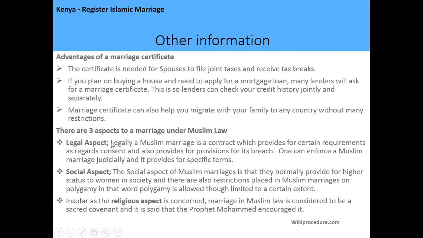There are three aspects of marriage in Muslim law. There's the legal aspect. A legal Muslim marriage is a contract which provides certain requirements with regard to consent and provides provision for its breach. One can enforce a Muslim marriage judicially, and it provides for specific terms. It also has a social aspect and a religious aspect.